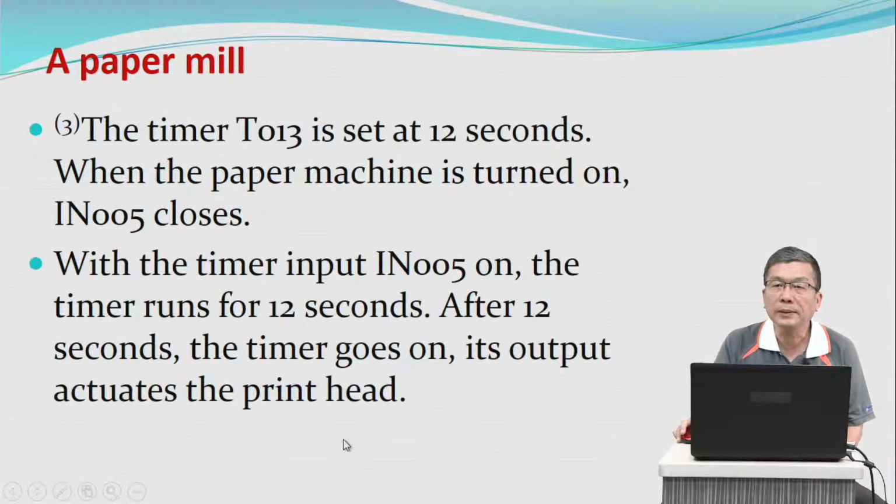The timer T013 is set at 12 seconds. When the paper machine is turned on, IN005 is closed. With the timer input IN005 on, the timer runs for 12 seconds. After 12 seconds, the timer goes on. Its output actuates the printhead.